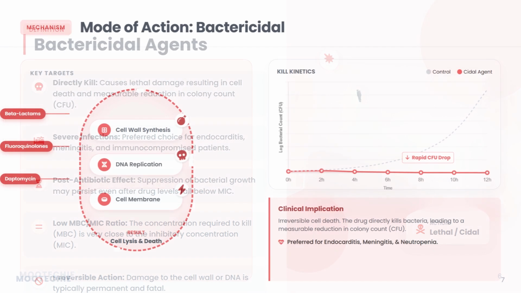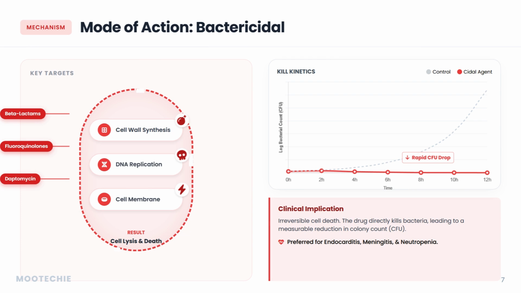Mechanism, mode of action, bactericidal. The key targets are beta-lactams, fluoroquinolones, and daptomycin. They attack cell wall synthesis, DNA replication, and the cell membrane. The end result for all these is cell lysis and death. Each class breaches a critical structural component, causing the bacterium to literally fall apart or lose its genetic instructions.